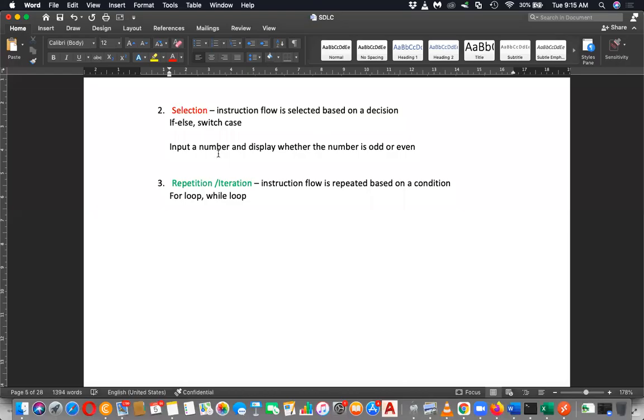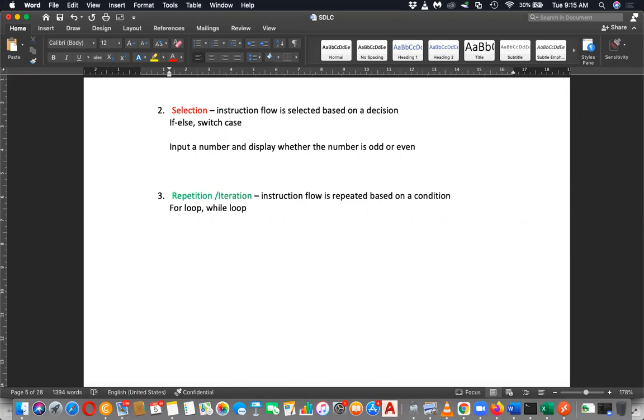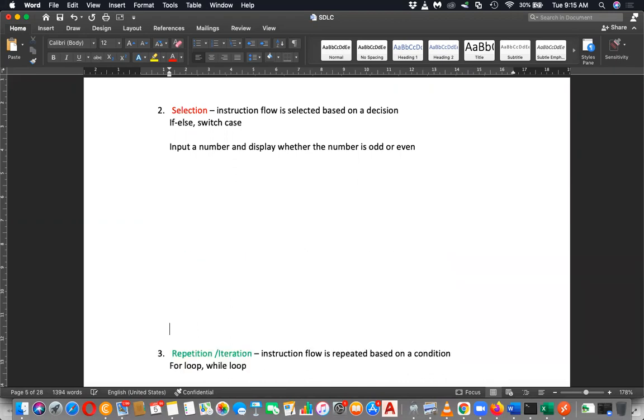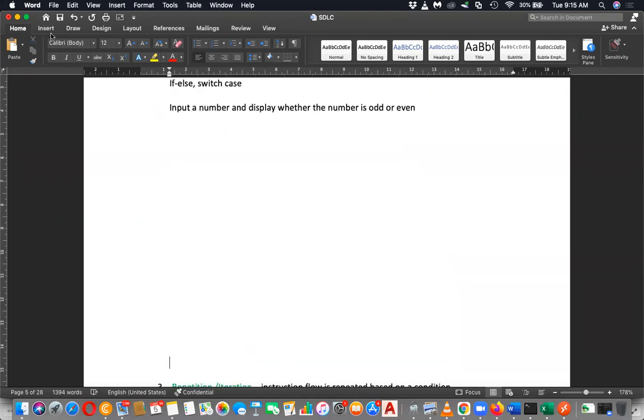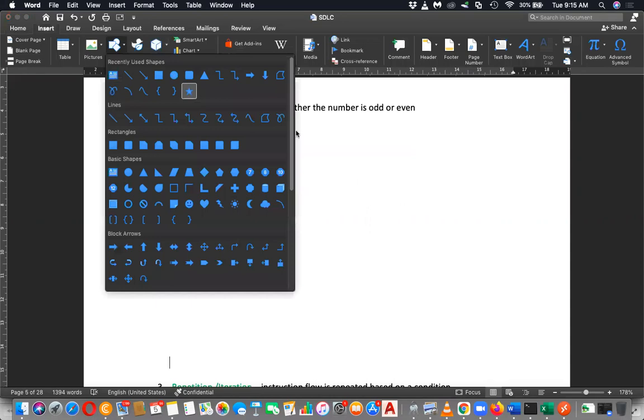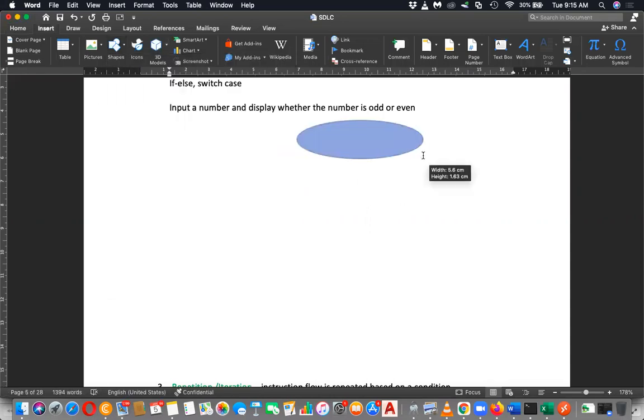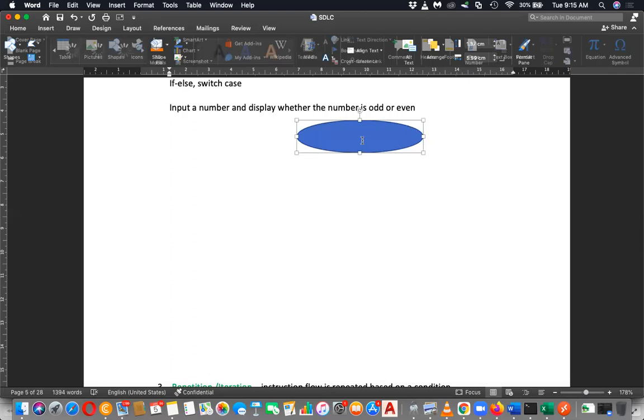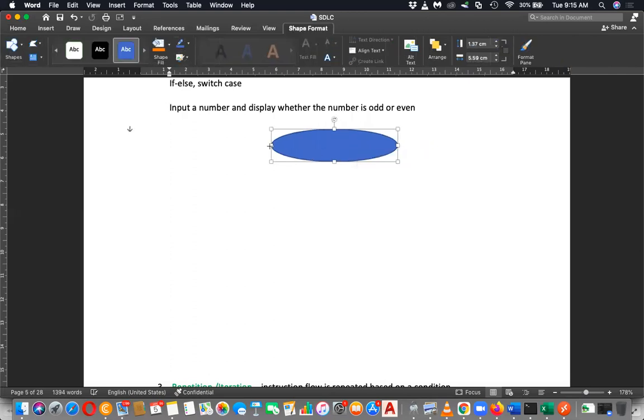Input a number and display whether the number is odd or even. This is under selection. Selection means instruction flow is selected based on a decision. So first of all, what do you have to do? Yes. First of all, you have to analyze the problem. After analyzing the problem, you will get, you have to start.